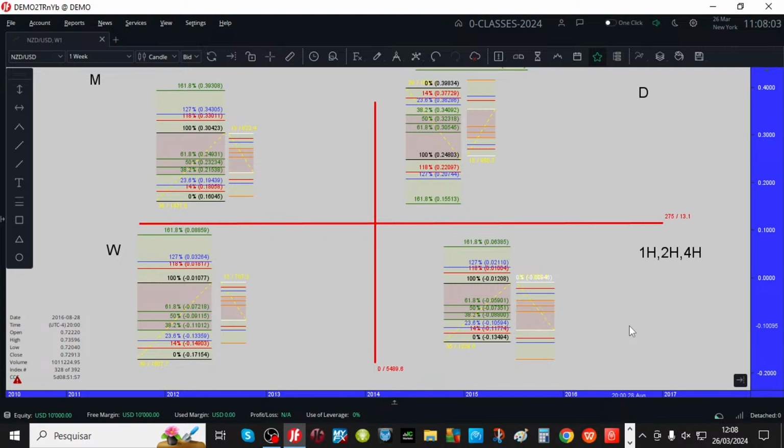So here is the question, everybody. How are you going to make pips and money on the 1 hour, 2 hour, 4 hour chart?